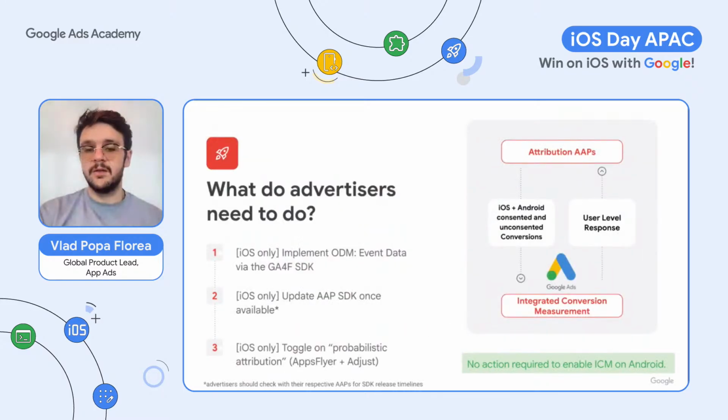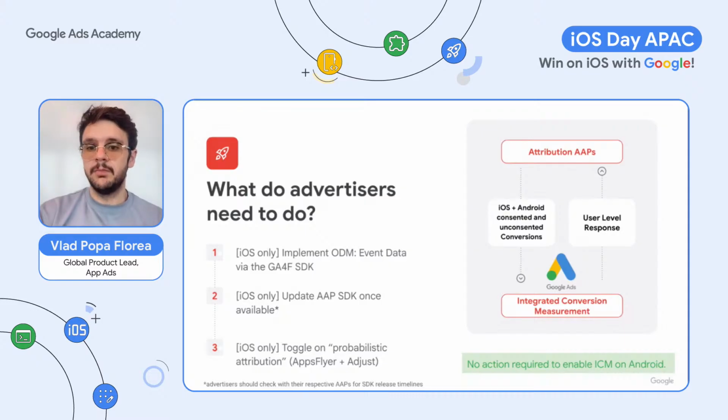Let's move on to understand what you need to do as an advertiser in order to take advantage of the integrated conversion measurement solution. First of all, on Android, there's no action required. The reporting will come out of the box. Let's talk about what steps you need to take for iOS.